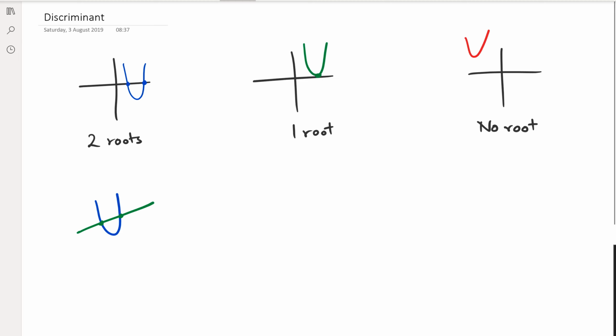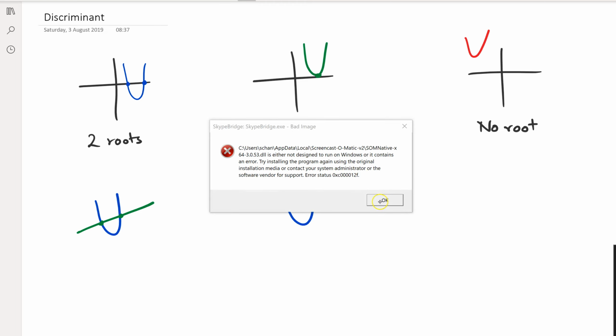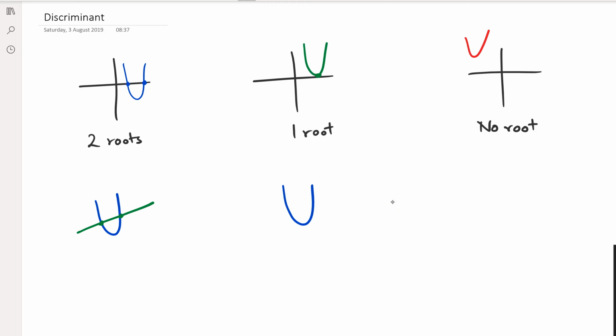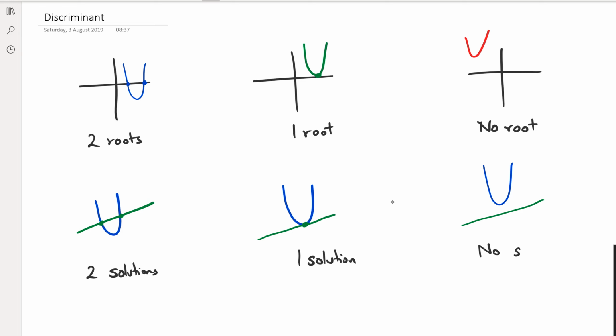And then the line could cut the parabola just once. There's your one solution. And then the third situation is that it never touches the parabola at all, and this is called no solutions. So what we have here is two solutions, one solution, and no solutions.